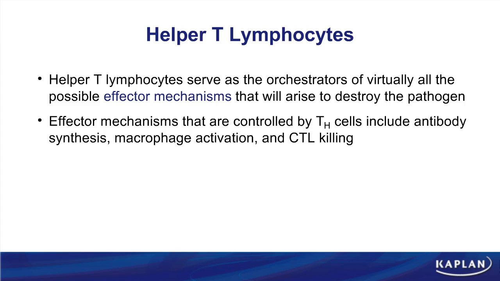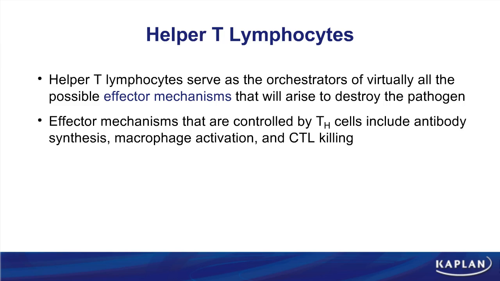So think about it this way. If I activate a T helper cell, what are the other cells that they're going to interact with? Well, they're going to interact with B lymphocytes, which is going to drive their differentiation and isotype switching. So a T helper cell is going to essentially increase antibody production and secretion.